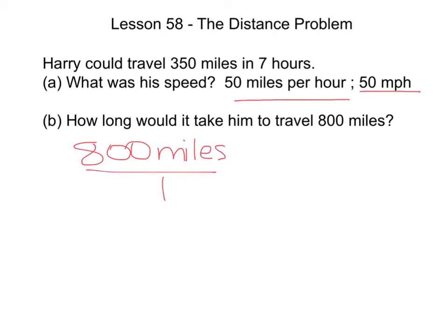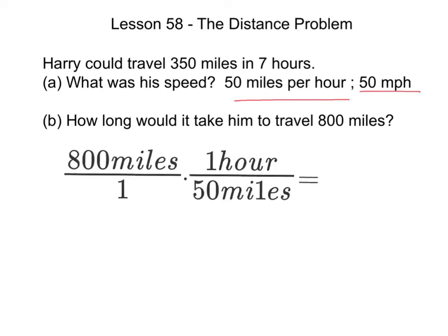And then we choose what type of rate exchange we need to use. In this case, I want the miles to go away and be left with the hours. So I have chosen to put 50 miles in the denominator and 1 hour in the numerator. Then miles will cancel with miles, and I'll be left with hours, which is what I wanted. Now, to work this problem, I end up with 800 on top and 50 on the bottom, which is a division problem. 800 divided by 50 will give me 16 hours.